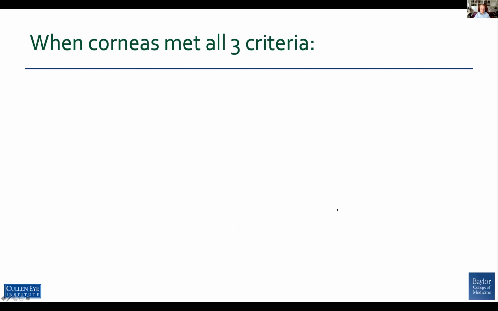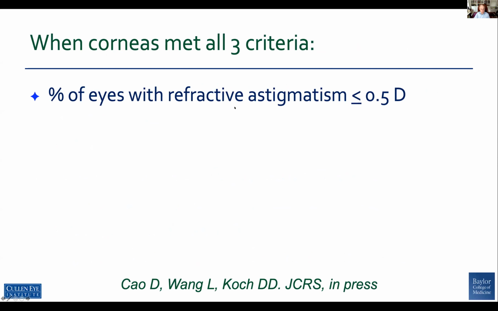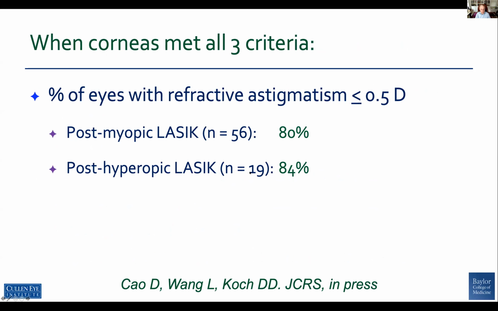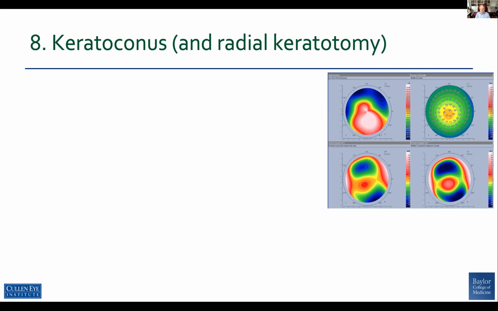And amazingly enough, when the corneas met those three criteria, the percentage of eyes with refractive astigmatism less than or equal to a half diopter was 80% in the post-myopic eyes, 56%, and 84% in the hyperopic LASIK eyes. So that's pretty exciting. What about keratoconus?